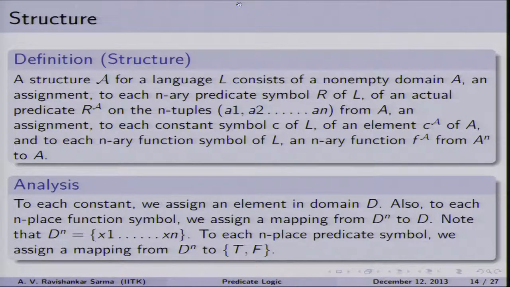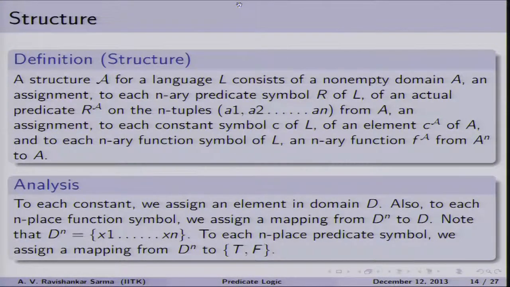This definition is usually taken from Tarski's work. Tarski has come up with this particular kind of definition. It is like this: a structure A, or model, consists of a domain and an interpretation function I. A structure A for a language L, that is a language of predicate logic, consists of a non-empty domain. That means the domain has to be non-empty. At least one object should exist in the domain.